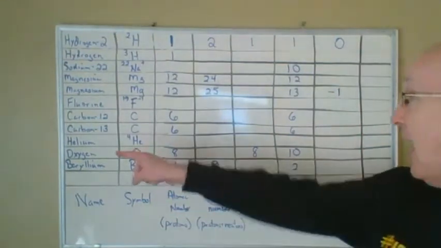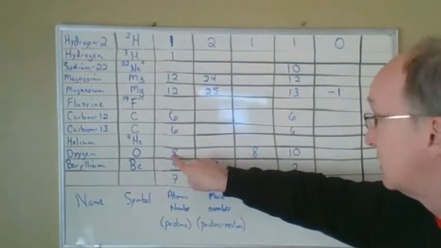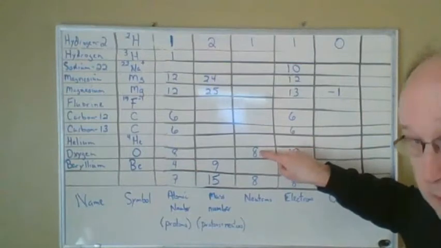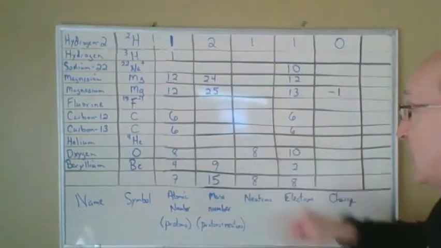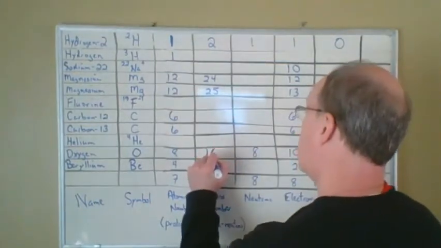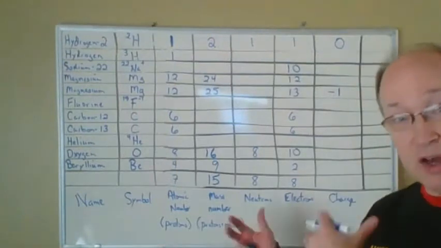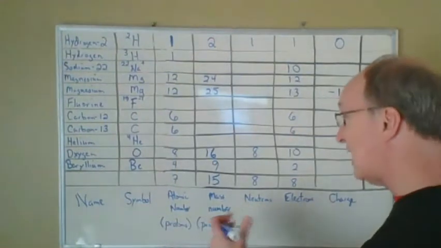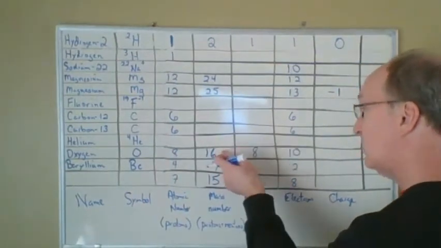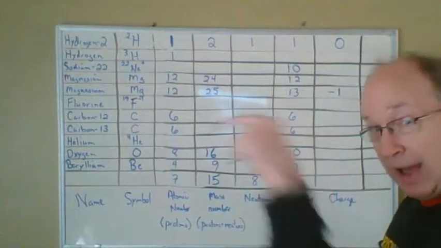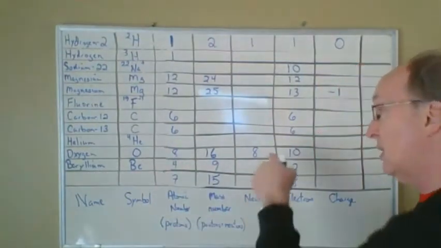Okay? Oxygen has an atomic number of 8, which means it has 8 protons. And it has 8 neutrons. At least this isotope does. This oxygen does. So 8 plus 8 is 16. Now, the cool thing is I can go the other way. Because again, atomic number plus neutrons tells me mass number. But I can go backwards. Mass number minus atomic number tells me neutrons.